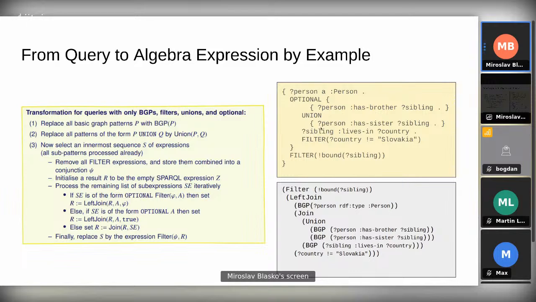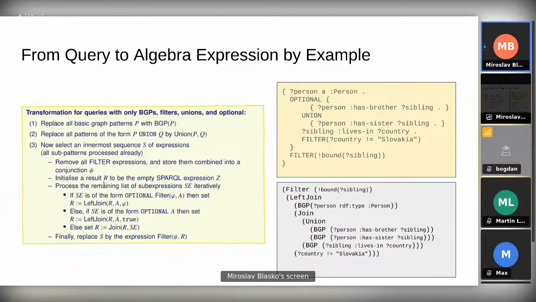So the filter is not dependent on order, because at the end you just combine it together with AND. There is no example of that, but you can see that this filter is here.